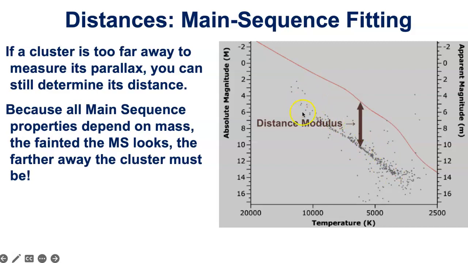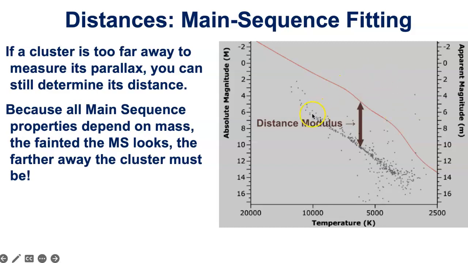But why is the main sequence down here? Why do these stars look fainter than their luminosities would say they should be? Well, if the stars look fainter, it must be because they're farther away. Because all of the stars are farther away. The entire cluster is farther away.